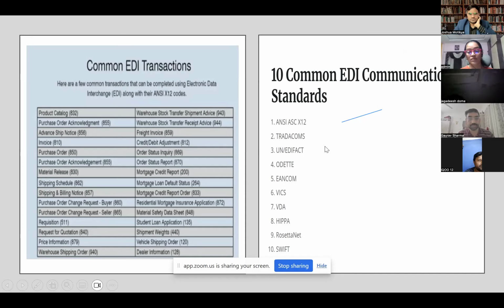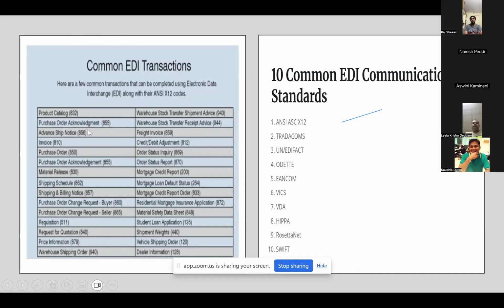These are the common EDI transactions I wanted to highlight. There are hundreds of EDI transactions, but a common one is the purchase order, which has a code associated with it, 850. If you say 850 in the EDI world, they will understand that you're talking about a purchase order. If you talk about 810, it's an invoice. Similarly, we have others also.